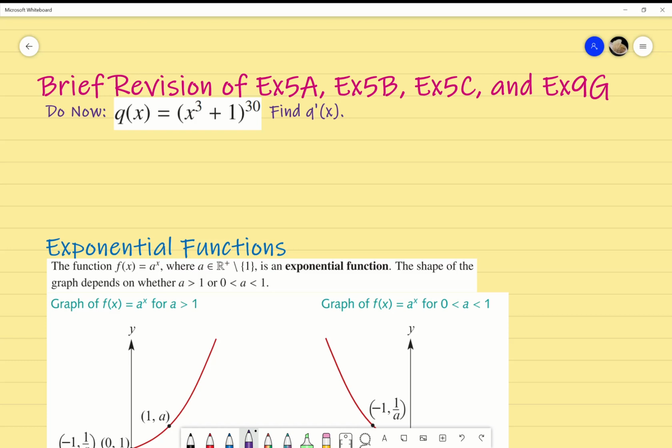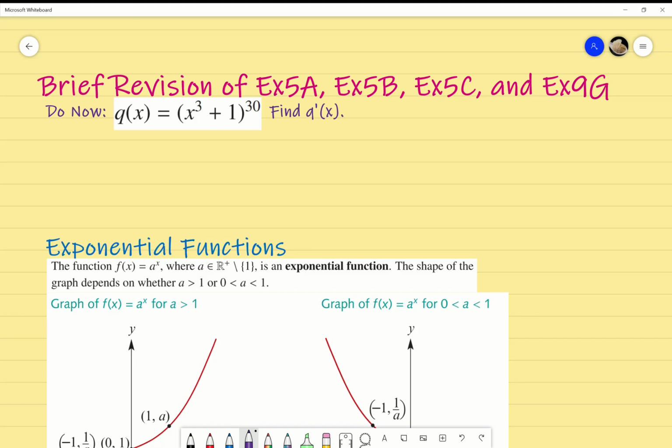Revision of exercise 5A, 5B, 5C, and 9G. I do recognize there's a lot of exercises there, but a lot of the content is very, very similar, which is why we're going through it in this order. Instead of going from exponentials and then logarithms, and then later down the line going to differentiation of exponentials and logarithms, why don't we just do exponentials all together and logarithms all together? So that's why we're doing it in this order.